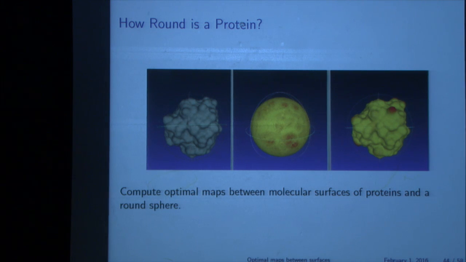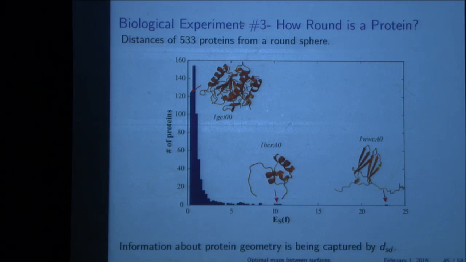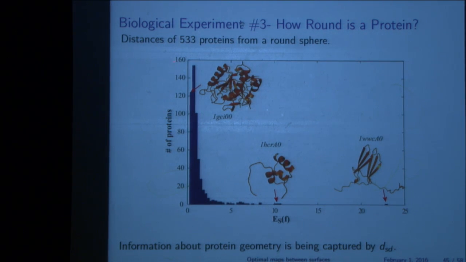So we studied perhaps the simplest possible problem you could ask about the shape of a protein, which is how round is a protein. So we want to compare the shape of a protein to a round sphere. We were able to get triangulations of 533 proteins from another study that was done by my co-author on this, Patrice Koehl. And so we ran them through this method, and this is a histogram of the distance from a round sphere. This is a different normalization than before.